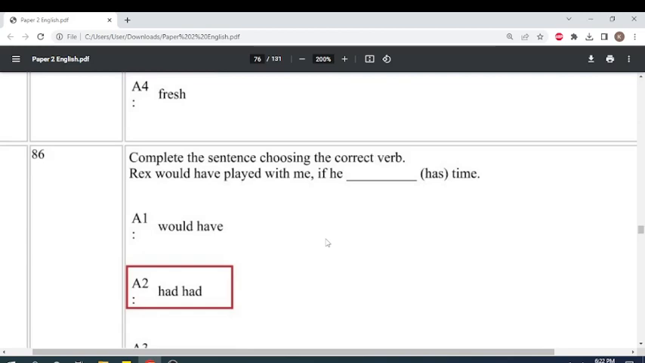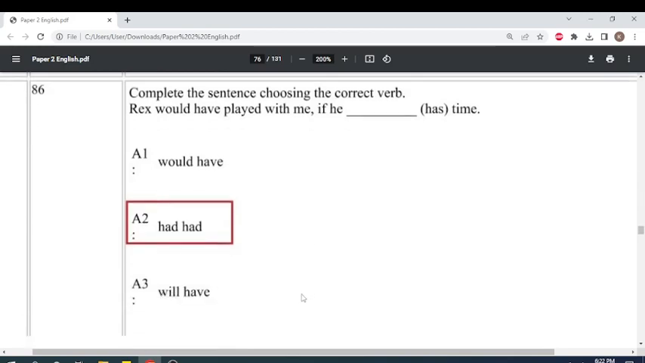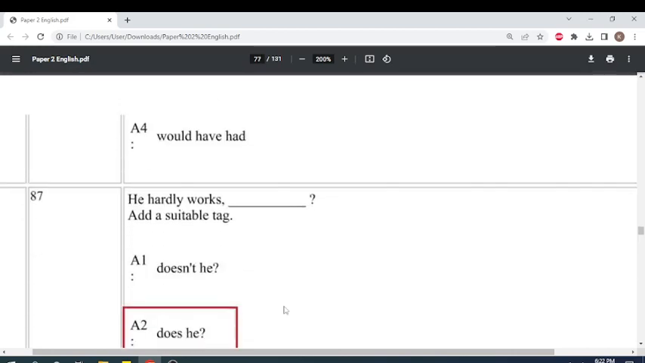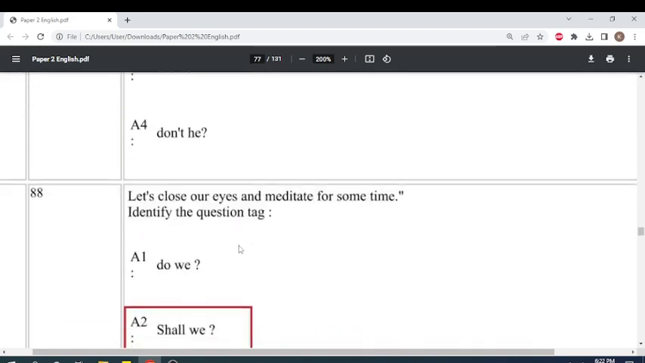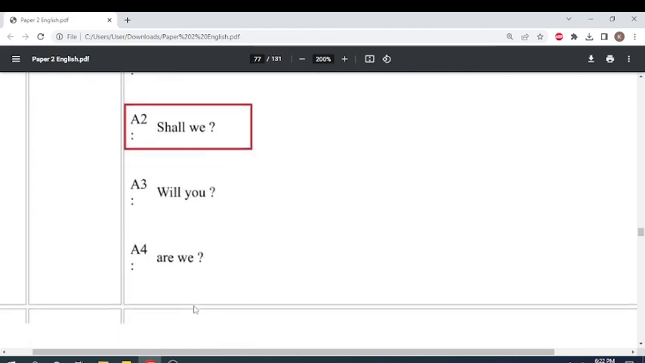Rex would have played with me if he dash time. Answer A2, had. 87. He hardly walks dash. Answer A2, does he. 88. Let's close our eyes and meditate for some time. Identify the question tag. Answer A2, shall we?